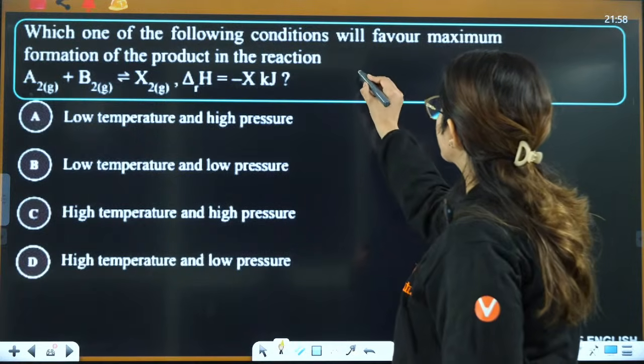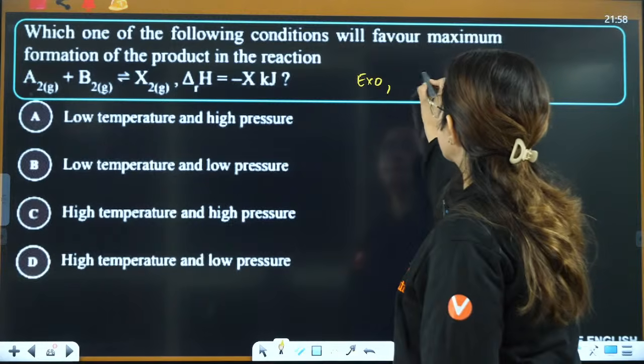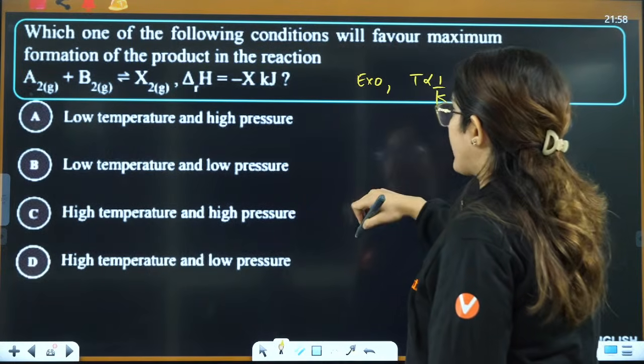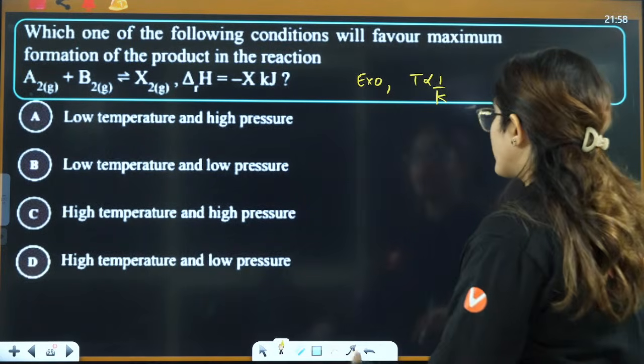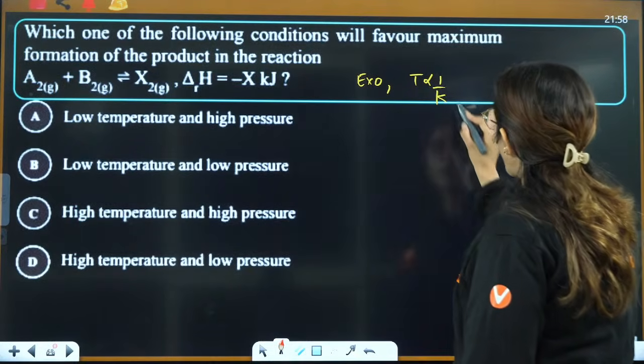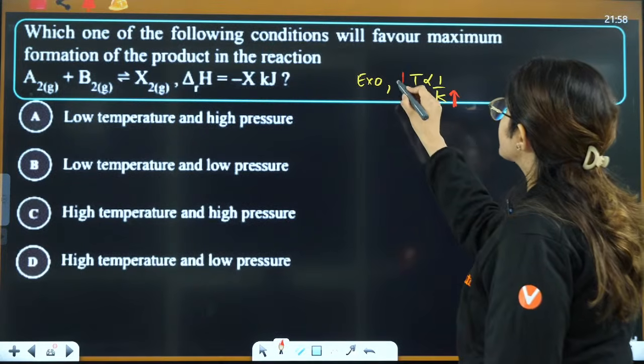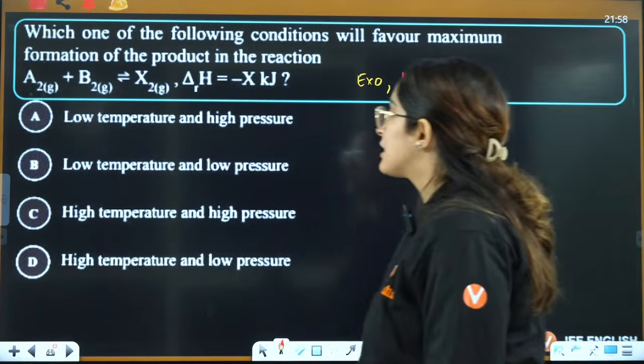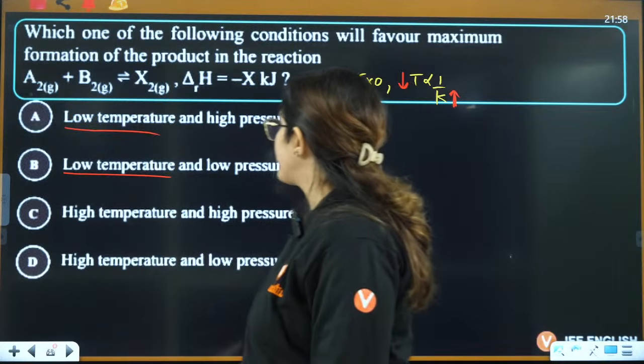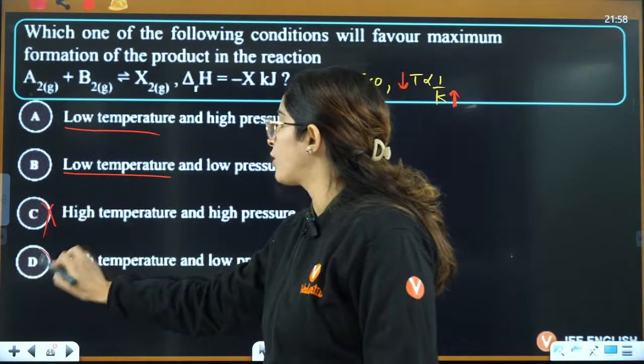So see, it's an exothermic reaction. That means temperature is inversely proportional to K. If you want a forward reaction, that means you want to increase the equilibrium constant. To increase this, you will have to decrease the temperature. That means low temperature should be there. So these two are already ruled out.